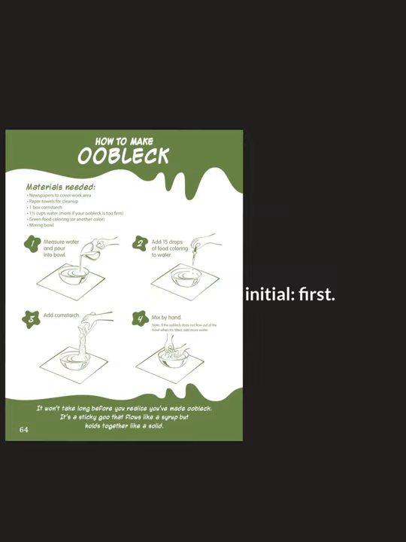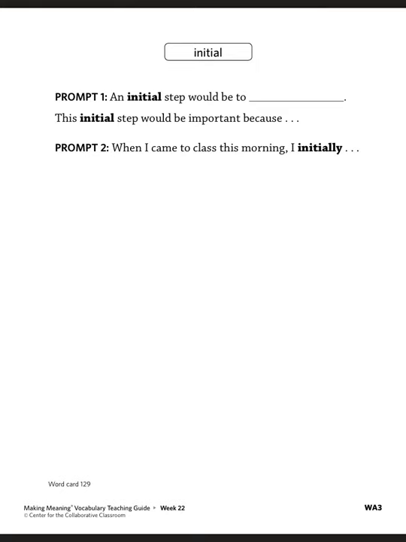The word initial is a synonym for first. Step 1 in the process, measure water and pour into a bowl, is the initial step in making oobleck. When planning or doing a project, your initial step is really important because it's how you get started.